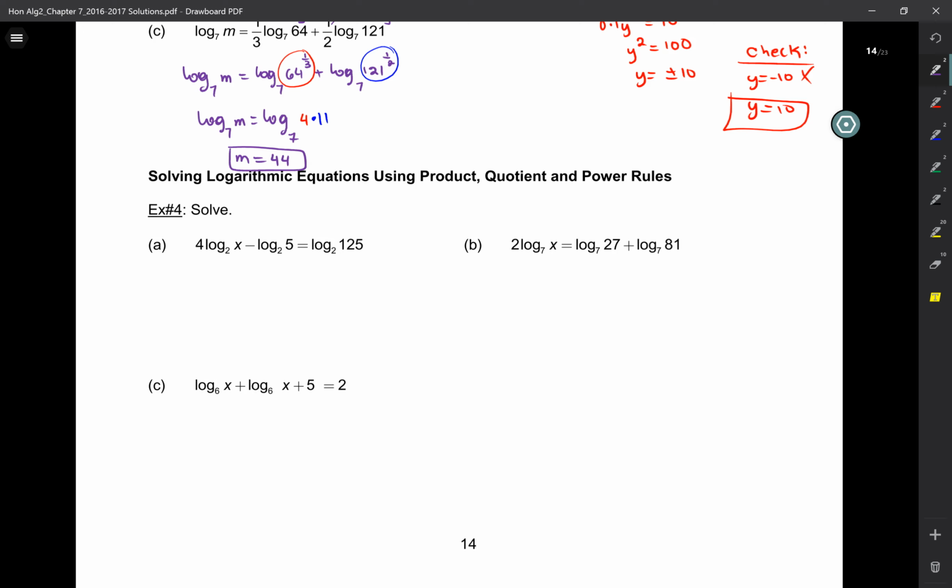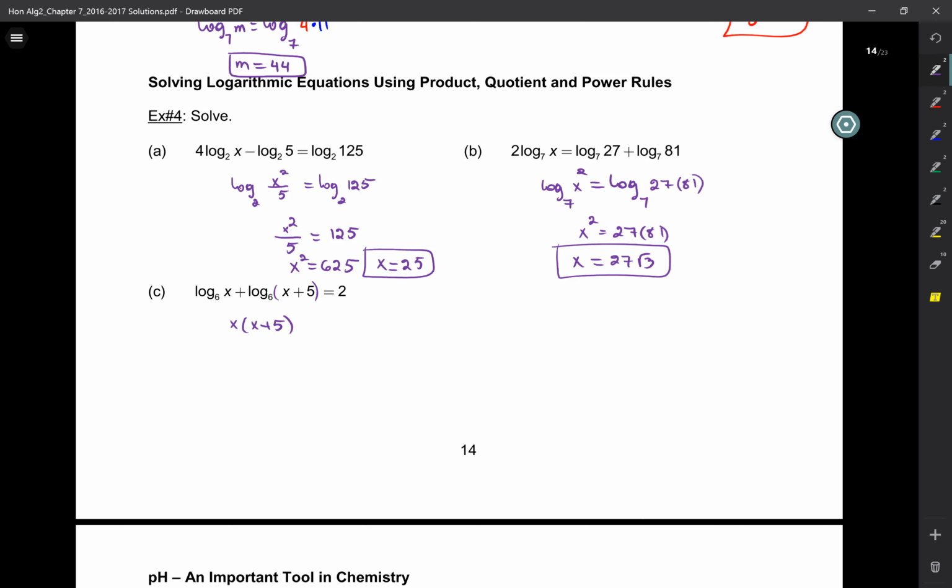I'm going to give you 5 minutes to do A, B, and C here. The first two, we get x equals 25 and x equals 27 root 3. Here, it's log base 6 of x times x plus 5 is equal to 2. For A, isn't it like 4? Oh, it's x to the 4. Is it okay if we multiply it out, or should we keep it like that? If we got the decimal, should we keep it as radical? Oh no, radical. I prefer radical. Okay.